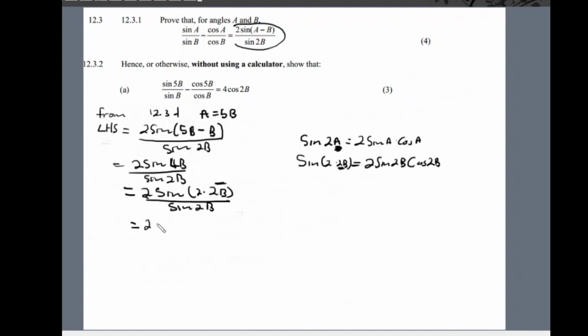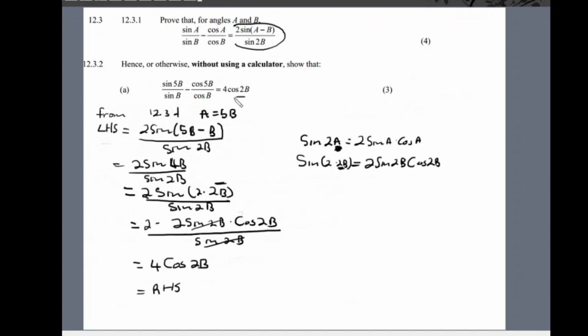So our numerator is now 2 times 2 sine 2B times cos 2B divided by sine 2B. Now this one and this one will cancel, and then we will have 2 times 2, which is 4, and we will remain with our cos 2B, right? Therefore this is equal to the right hand side. So we have proved this, right?